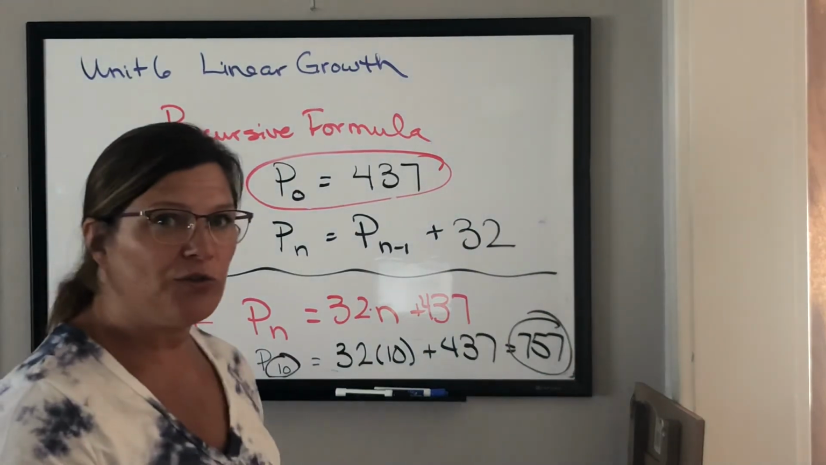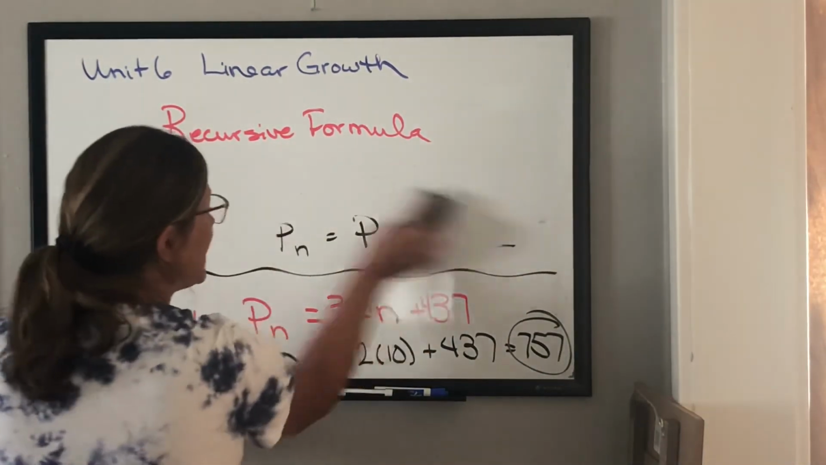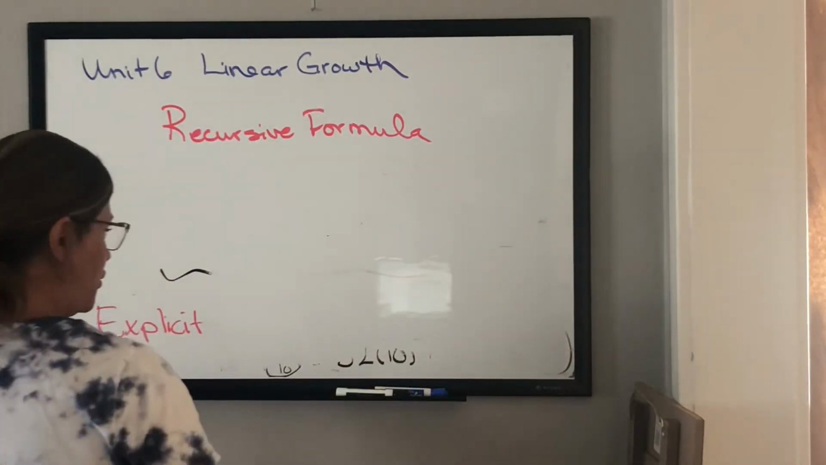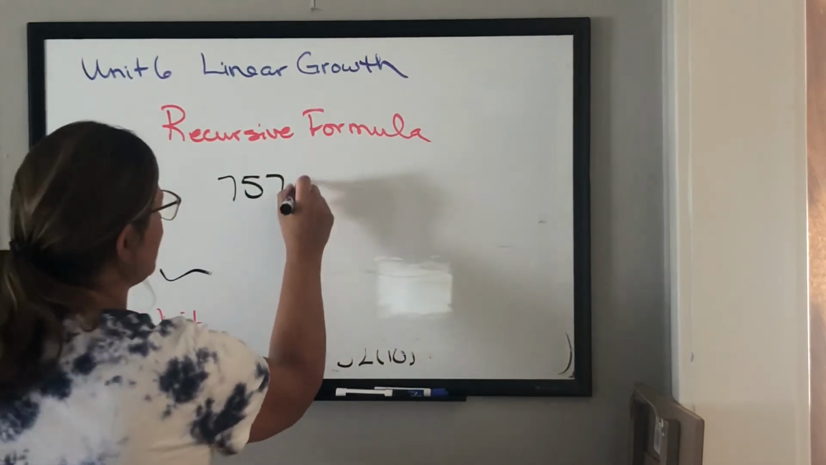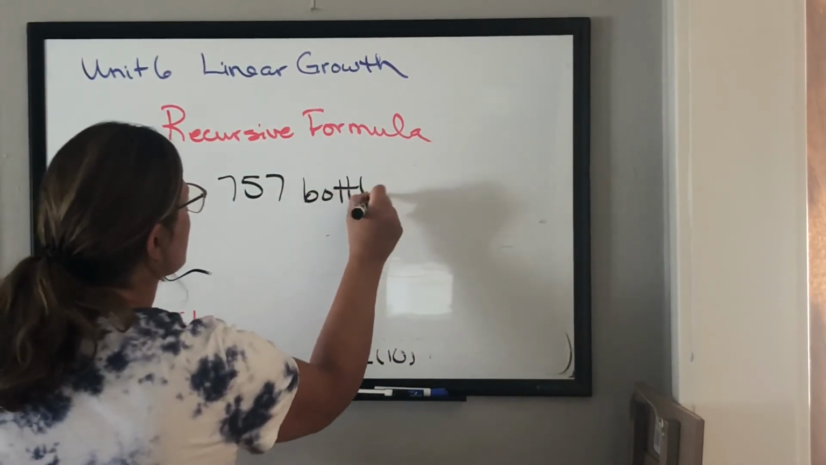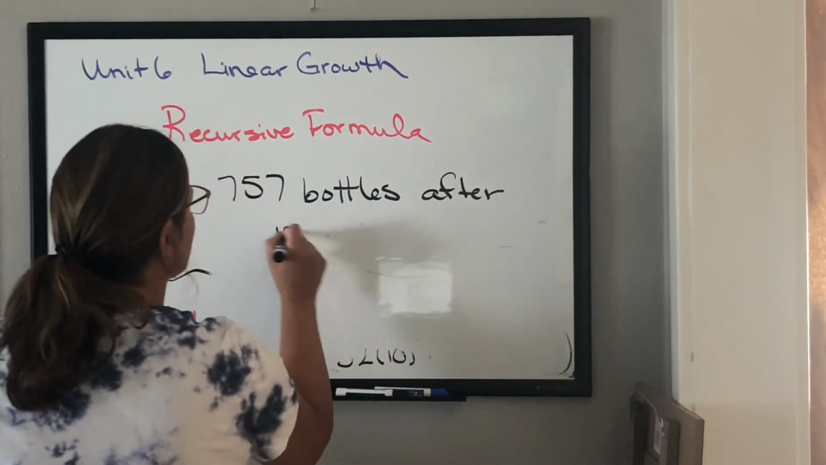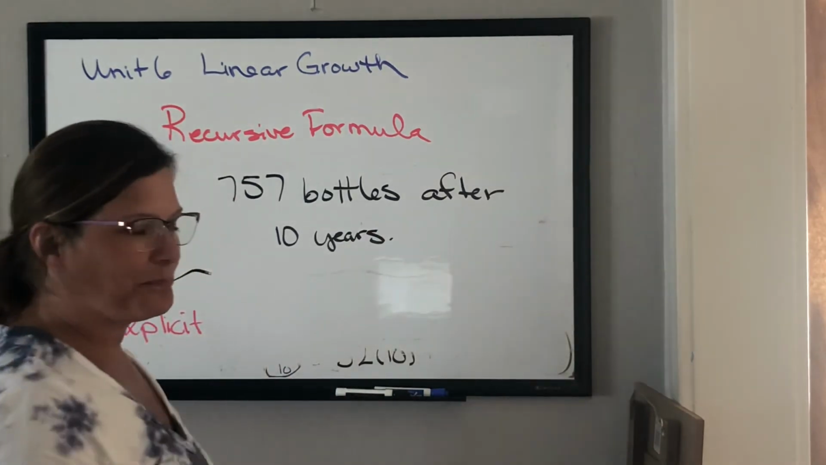And I would like you to write that out for a final answer, if we're asking you specifically for how many years. So in a problem, you would write that there are 757 bottles after 10 years. Okay?